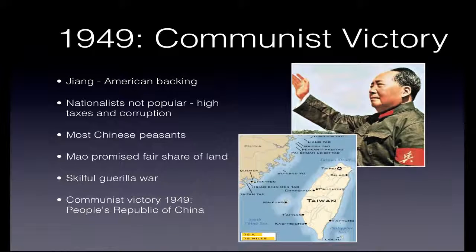So in 1949, the weaknesses of the nationalists and the strength of the communists meant that there was a communist victory, and the People's Republic of China, a communist-run state, was born. Jiang Jieshi, Chiang Kai-shek, fled to Taiwan, and actually his government, Taiwan itself, was recognized by the Americans as the actual government of China. For a couple of decades, actually, the Americans refused to recognize the Chinese communists until about 1970, 1971.